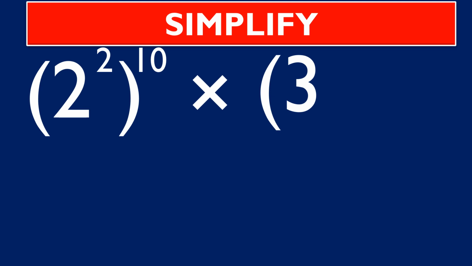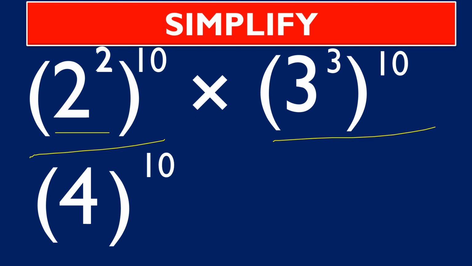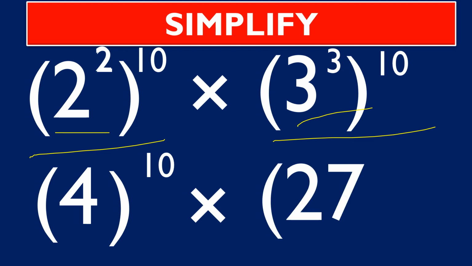We have 2 raised to the power 2, all raised to the power 10, times 3 raised to the power 3, all raised to the power 10, which is the new expression. Now what we have in the brackets, 2 raised to the power 2, is 4, and then raised to the power 10. What we have inside this bracket is 3 raised to the power 3, which is 27, and everything raised to the power 10.